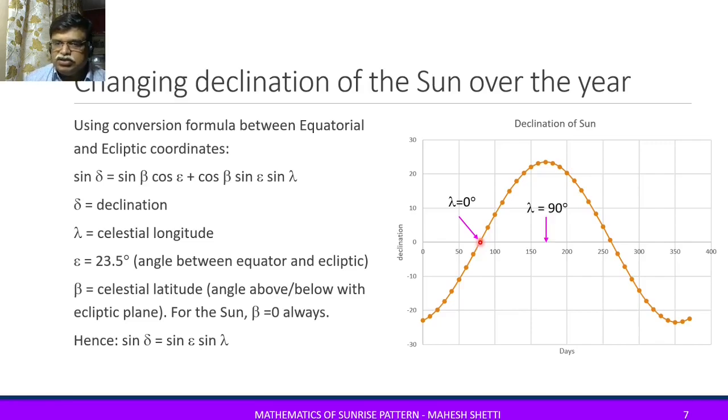On summer solstice day, the lambda becomes 90 degree, and that is approximately about 180 days from the starting of the year. The declination here is maximum, and then if you go to autumnal equinox, the lambda is 180 degrees and declination again becomes 0. If you come to winter solstice, the lambda is 270 degrees, that is almost near the end of the year on 22nd December, and the declination of the sun is negative, almost minus 23.5 degrees. So, declination of the sun varies from minus 23.5 degrees to plus 23.5 degrees, and the motion is almost sinusoidal.